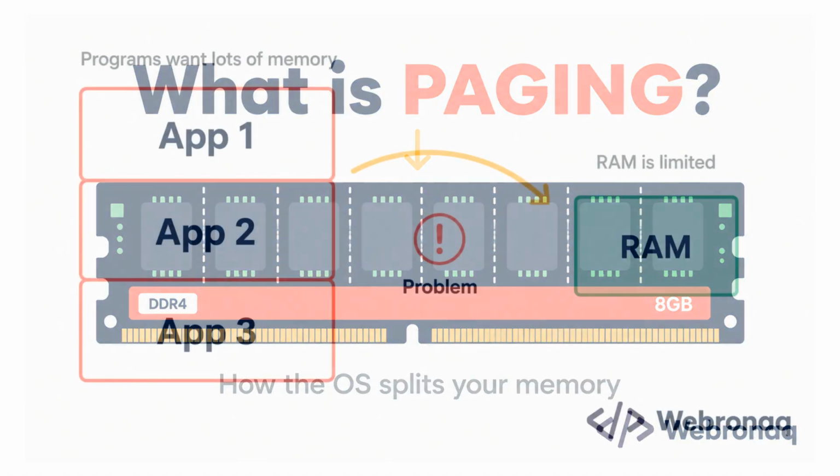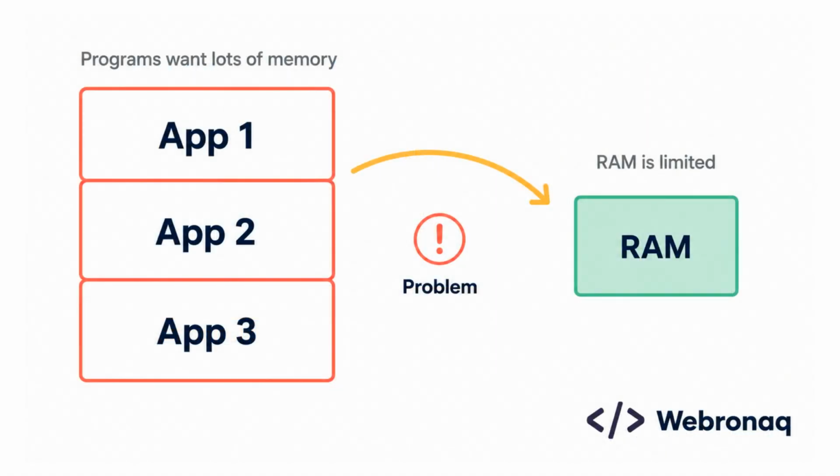Let's break it down. Alright, before we get into paging, let's understand the problem it solves. Every program you run, your browser, your code editor, a game, wants memory to do its job. And often, the total memory all your programs want is way more than the RAM your computer actually has. So the operating system has a real challenge here. How do you run big programs, and many of them at once, when there simply isn't enough physical RAM to hold everything? That's exactly the puzzle paging was designed to solve. Let me show you the core idea.